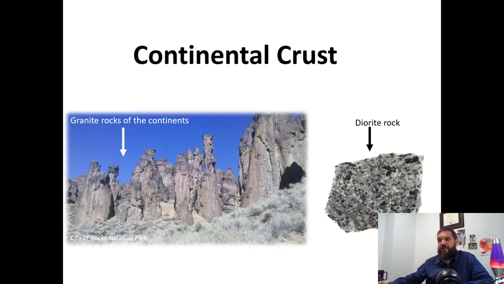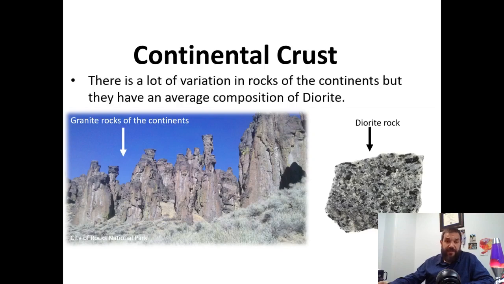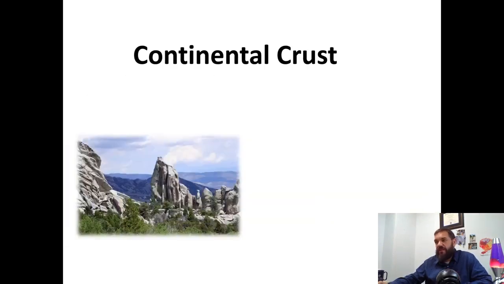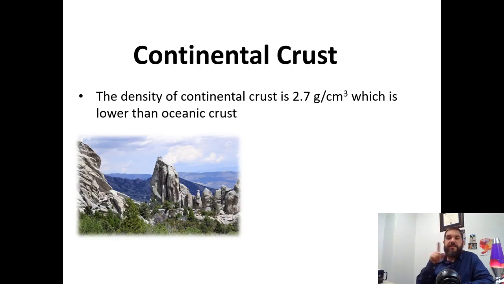A lot of people would look at this and call it granite. It's not granite. In fact, if you read a lot of textbooks, they'll erroneously say it's granite. It's not granite. The average rock is dioritic, okay? It's an intermediate composition, and we'll talk more about what that means when we study igneous rocks in this class. So continental crust is less dense than ocean crust, and that's important.